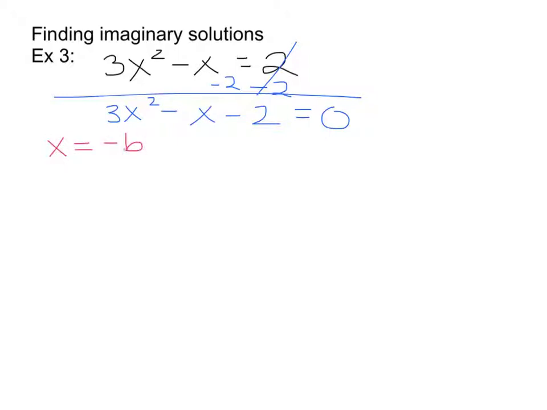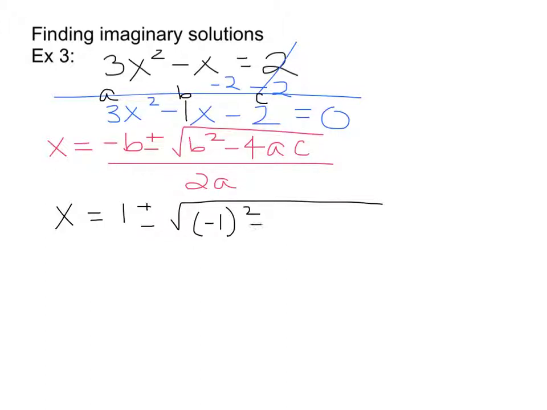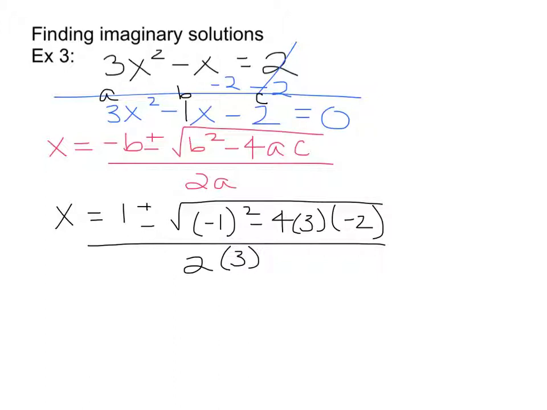If you don't remember, the quadratic formula is x equals negative b plus or minus the square root of b squared minus 4 times a times c, all divided by 2a. Remember that 3 is a, negative 1 is b with that invisible 1 in front of the x, and c is the number all by itself. So x equals negative negative 1, which is positive 1, plus or minus the square root of negative 1 squared minus 4 times a times c, everything divided by 2 times a, which is 3.